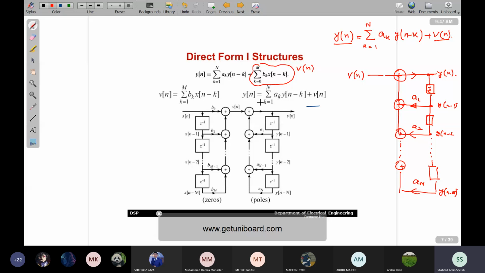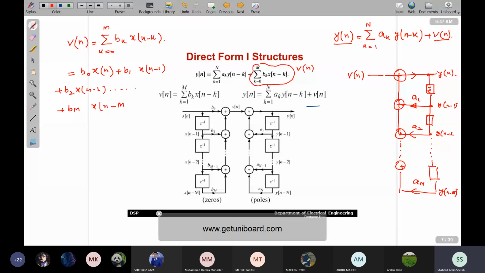Now, what about this one? What is v of n? v of n is equal to sum over k equals 0 to M of b_k x of n minus k. So if I expand this, that would be b0 x of n plus b1 x of n minus 1 plus b2 x of n minus 2 and so on, plus b_M x of n minus M. और मुझे अगर इस इक्वेशन को इंप्लीमेंट करना हो तो what's that?